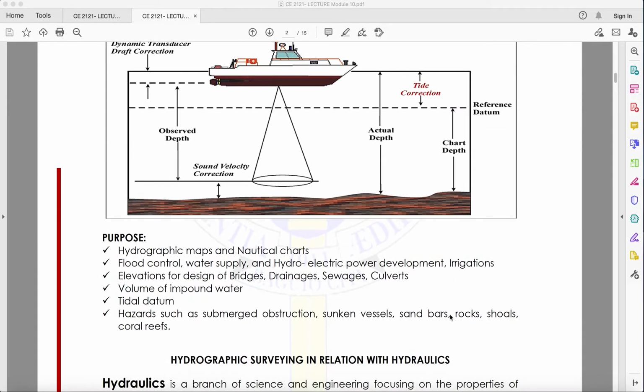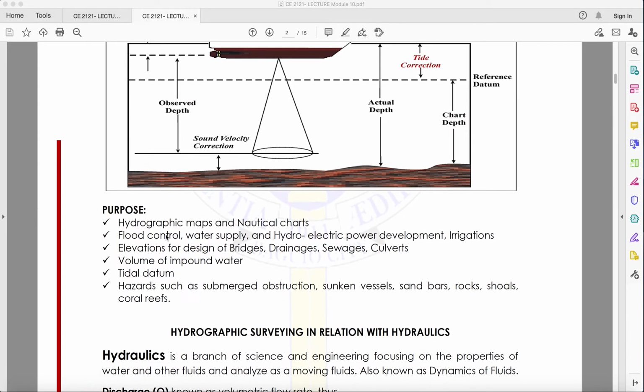Okay, so what is the purpose of hydrographic survey? It is being used for hydrographic maps and nautical charts. It is also used for flood control, water supply, and hydroelectric power development, irrigations. It is also used for elevations, for designs of bridges, drainages, sewages, and culverts. Volume of impounded water. You also have here tidal datum, and it is also being used for hazards such as submerged obstructions, sunken vessels, sandbars, rocks, shoals, coral reefs, and etc.